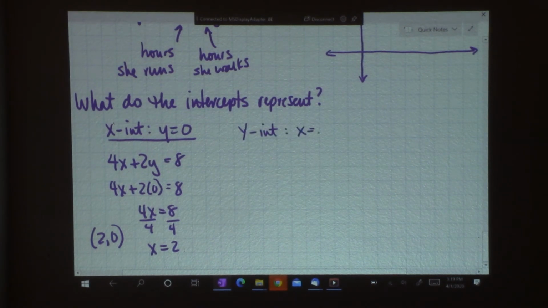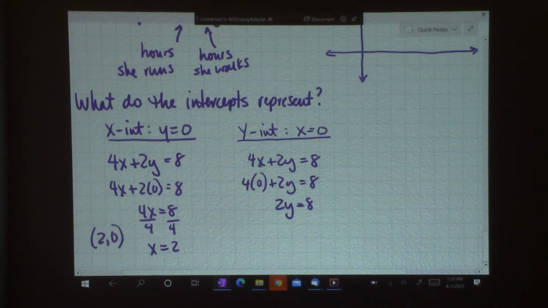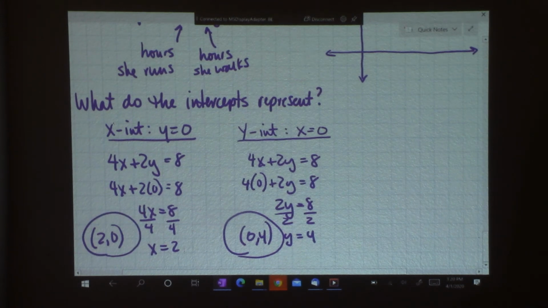The y-intercept is where x equals 0. Okay, so let's take our line, and I'm going to put 0 in for x, and look at that. 4 times 0 is 0, so that term drops out. So I end up with 2y equals 8, and I divide by 2, and I get y equals 4. So that intercept is 0, 4, not 4, 0. Okay, so these are the 2 points I'm going to plot.